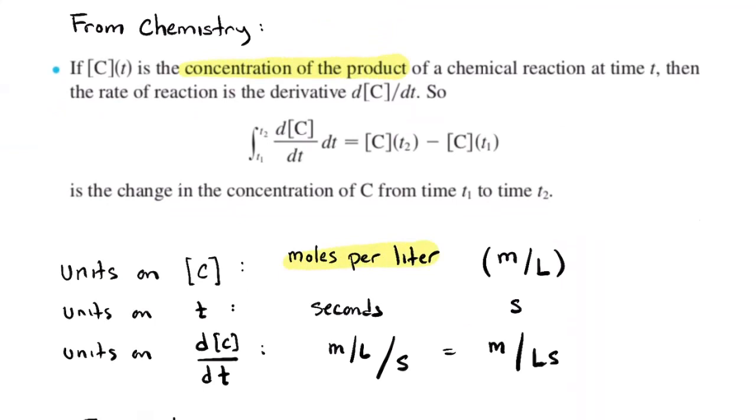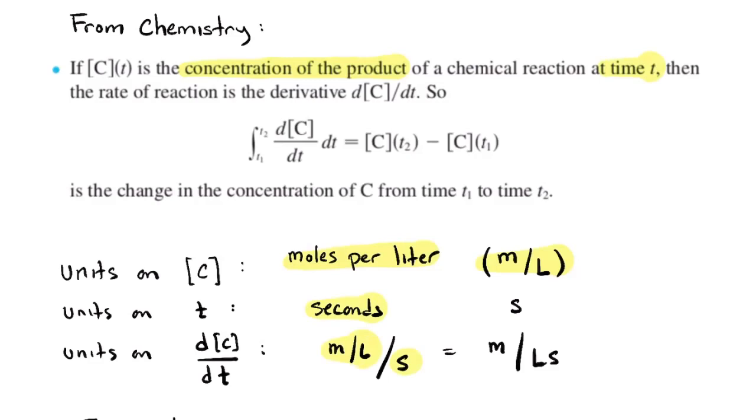I also apologize if the common abbreviation for moles is not M. I work far away from chemistry. I don't know their notation. But let's say that the units on this concentration are moles per liter. And let's say we're measuring time here in seconds this time. It's a chemical reaction. It's a function of time. So again, the units on the derivative are units of output per units of input. That's moles per liter per second. Or if you want to pronounce that as moles per liter second, that's fine.